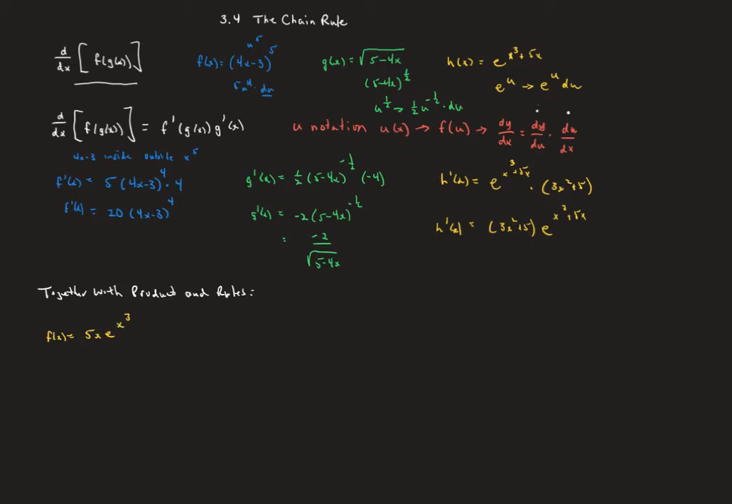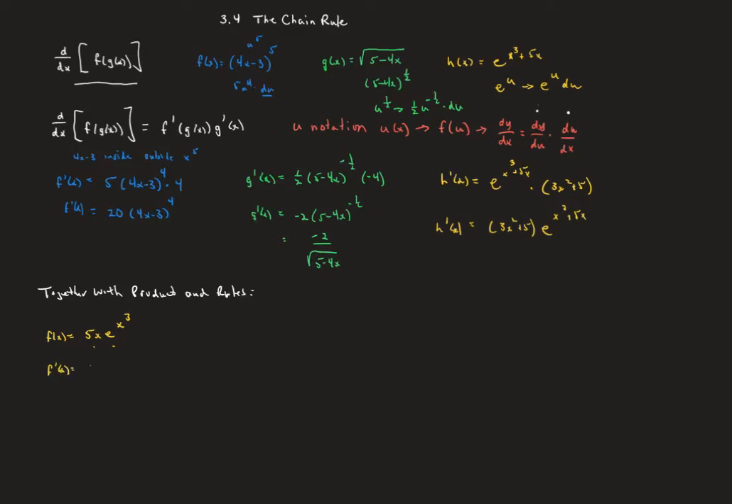So there's our function. Now, what we have to train our eye to see is that we have a product of two functions, 5x and e to the x cubed. And that e to the x cubed is a chain rule because it's a function inside a function. The x to the third is sitting inside the e to the x. Okay, this is going to be fun.